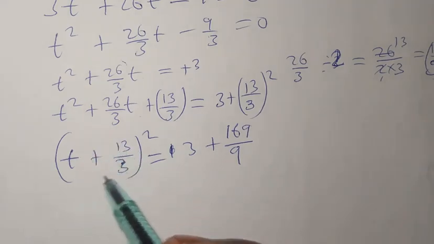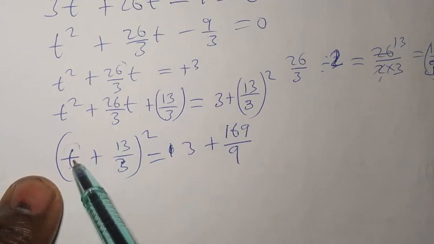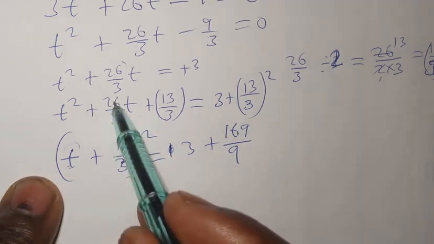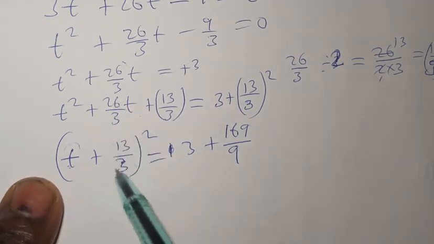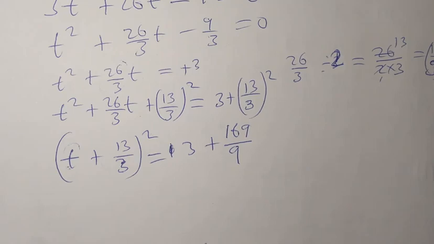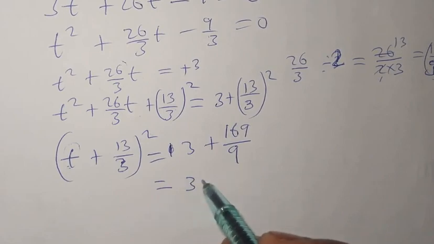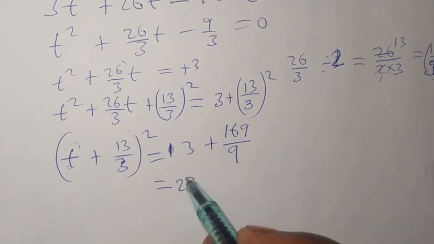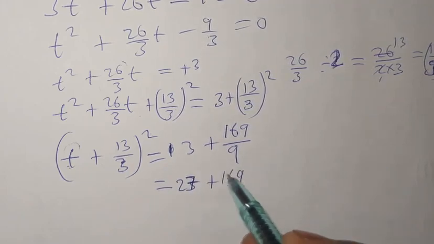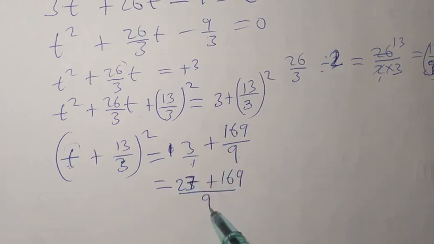So how did I arrive at this? When you square this, you will get this. When you multiply this times this, that is 2 times this, to give us 26 over 3. Then when you square this alone, you have this particular one. So here, let me deal with the other side first. 3 times 9 will be 27. This will be 27 plus 169, because when you balance here, 1 times this will give you 169, then 1 times 9 will give us 9.